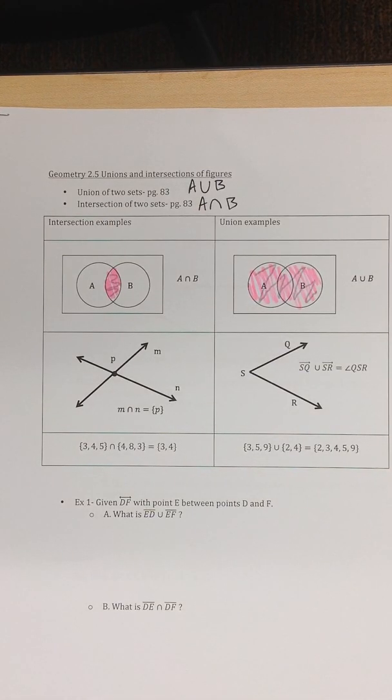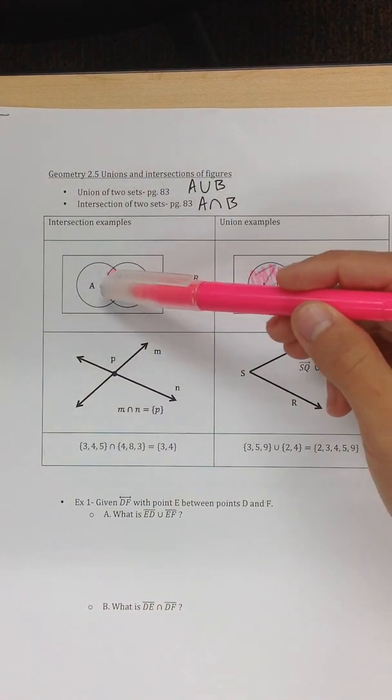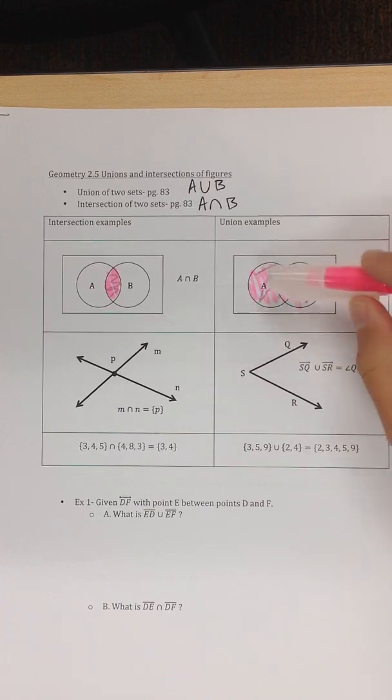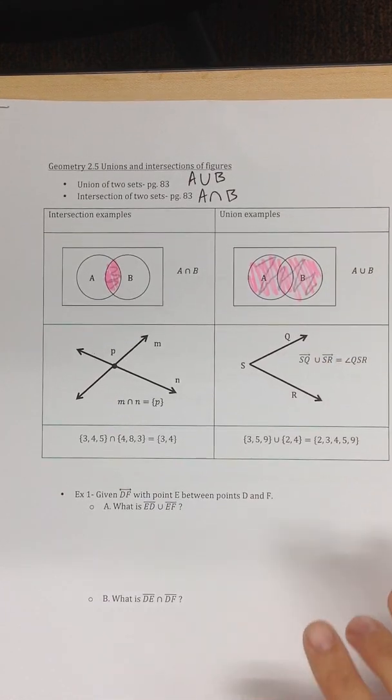Okay, so some examples of both of these in different forms here. The first examples are Venn diagrams. So intersection for your Venn diagrams would be where these two circles cross each other, that middle part. And then union would be everything in A, everything in B, and also what's in the middle, what's in both.